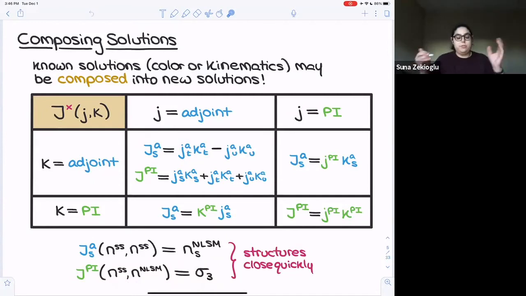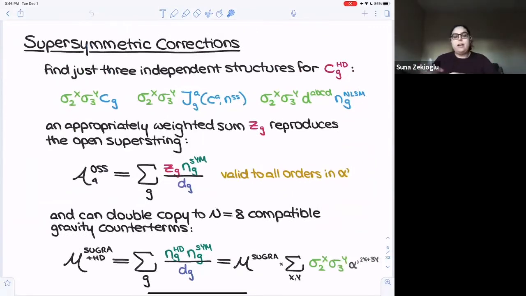The structures close really quickly to the ones we already recognize. You can also see here how we can fit totally symmetric color into an adjoint object like CHD. Okay, so we take all the building blocks and all the composition rules and combine them. We actually find that for all those pieces, there's only 3 independent structures that we can make for CHD.